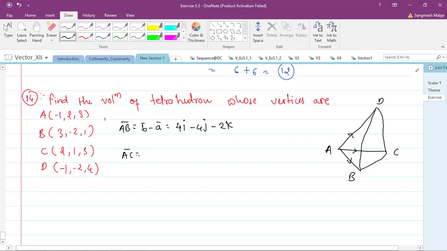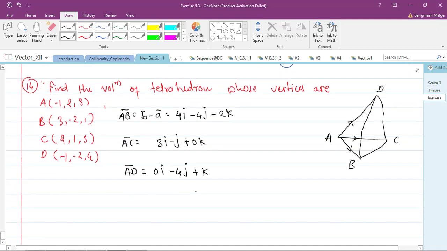Find out AC bar. AC bar is nothing but 2 minus minus plus 1, that is 3i. 1 minus 2 is minus j and 3 minus 3 is 0k. That is AC bar. Now find out AD bar. AD bar will be D minus A. So minus 1 plus 1 is 0i, minus 2 minus 4j, and 4 minus 3 is plus k. These are the coterminous edges of the tetrahedron.